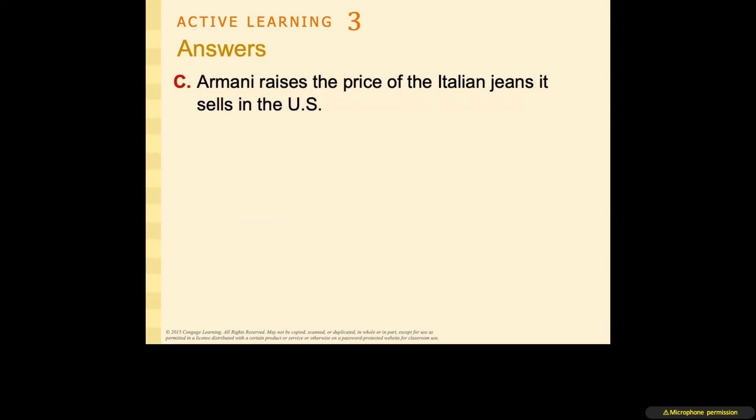Armani raises the price of Italian jeans it sells in the United States. All right. Clues? Okay, one of the clues is Italian jeans. It sells in the United States. Are these produced in the United States? No. So did everybody guess this? Yep. The GDP deflator is not going to change because they weren't produced here in the United States. Gross domestic product has to be produced here, correct? And the CPI, though, does rise because we bought them.